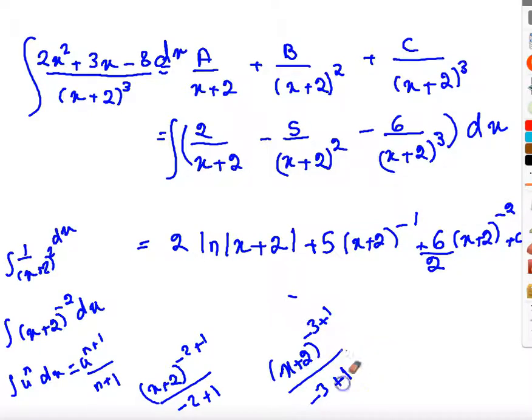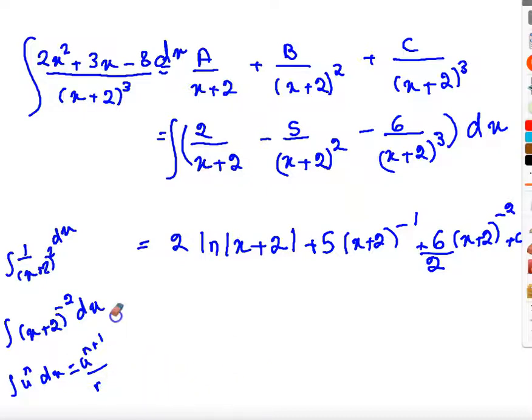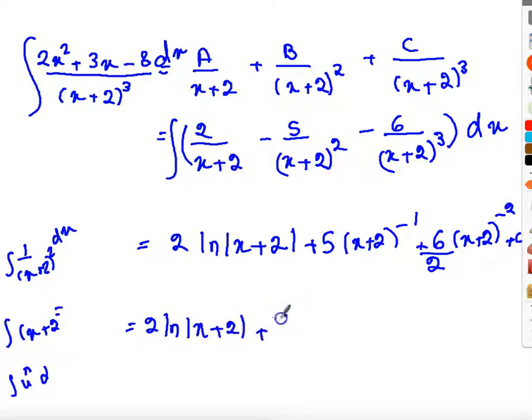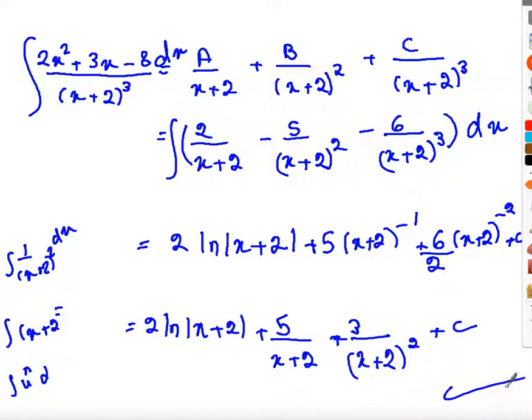And final step, we can simplify it. It equals 2 ln absolute value of x plus 2, plus 5 over x plus 2, plus 6 over 2, which is 3, over (x plus 2) to the power 2, plus c, and you are done.